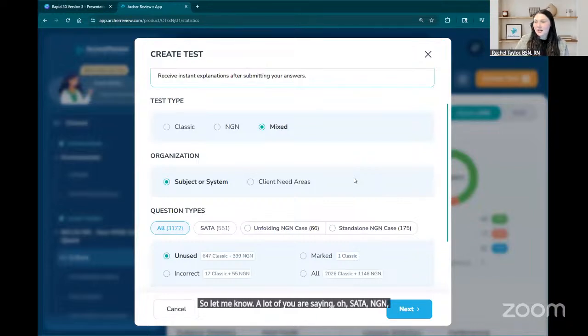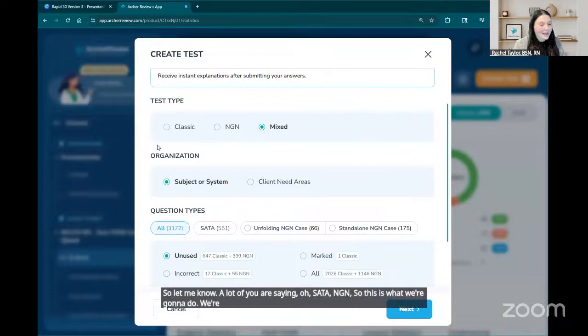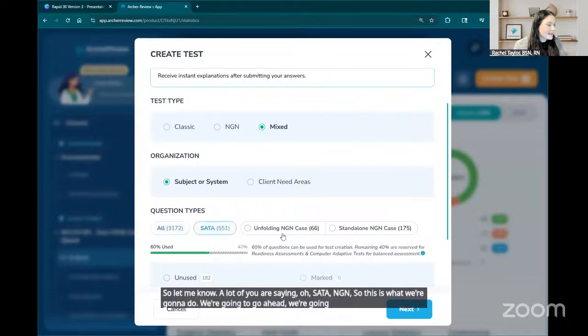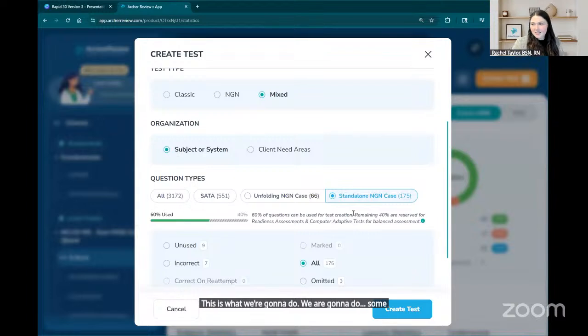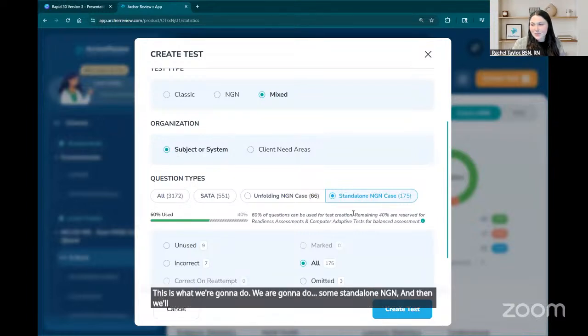So this is what we're going to do. We're going to choose SATA and we're going to choose standalone NGN. Oh, it's not going to let me do both. Okay. This is what we're going to do. We are going to do some standalone NGN, and then we'll come back and do SATA if we still have time, because it's not going to let me click both.